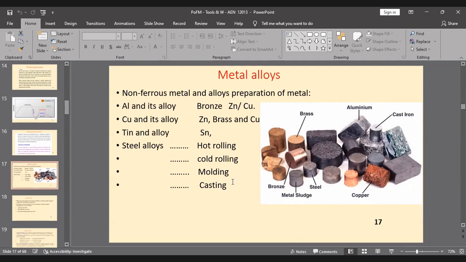So hot rolling can be done. Hot rolling means by heating you can have any deformation of metals. That is hot rolling. Cold rolling is without utilization of heat. Molding means a mold can be utilized for baking dolls or something like that, right? Then casting, cast iron, casting.